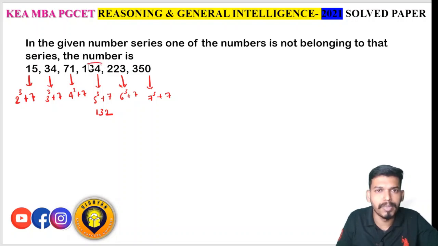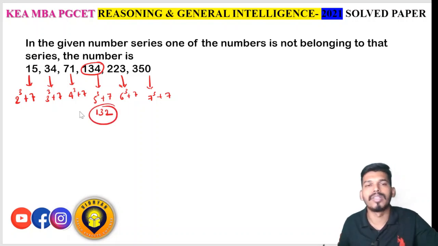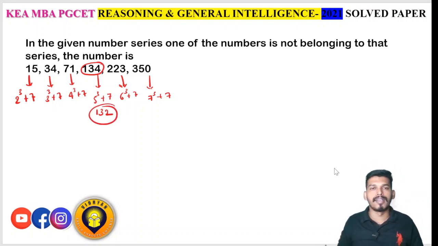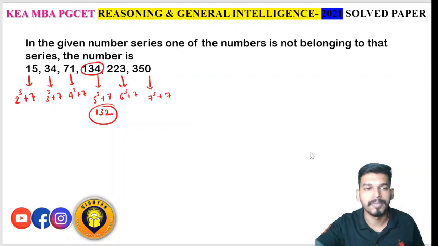Therefore the odd number in the series is 134. Okay, so this does not belong to the group. The actual number should be 132. Clear? Next one.